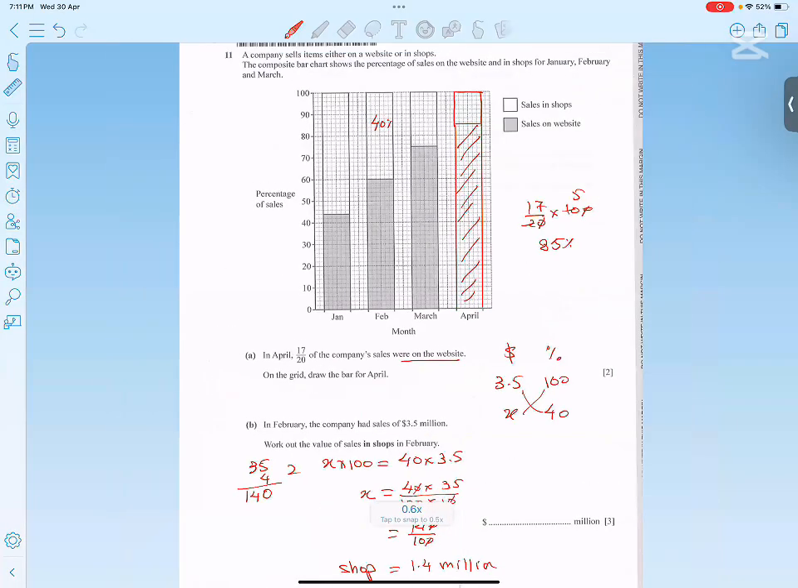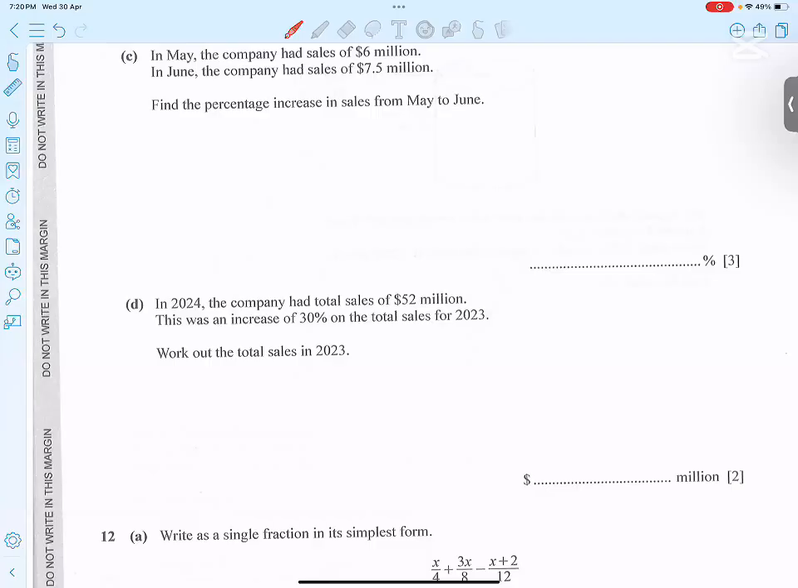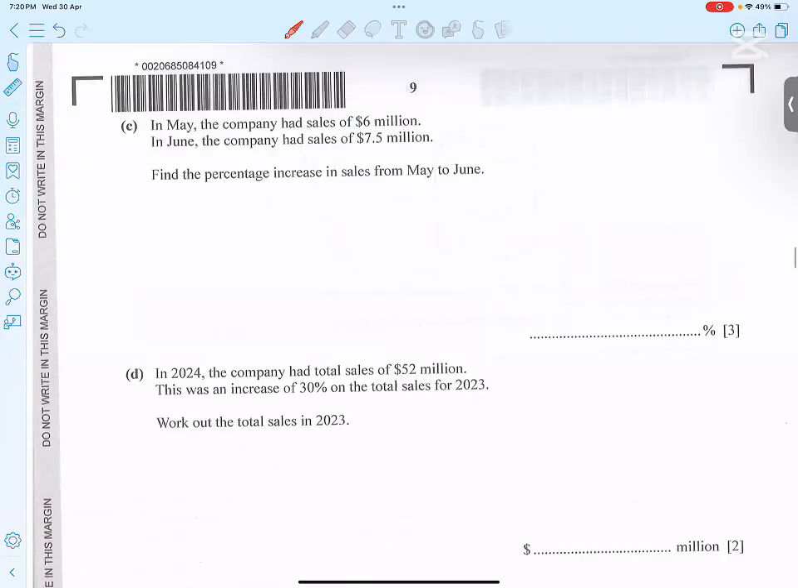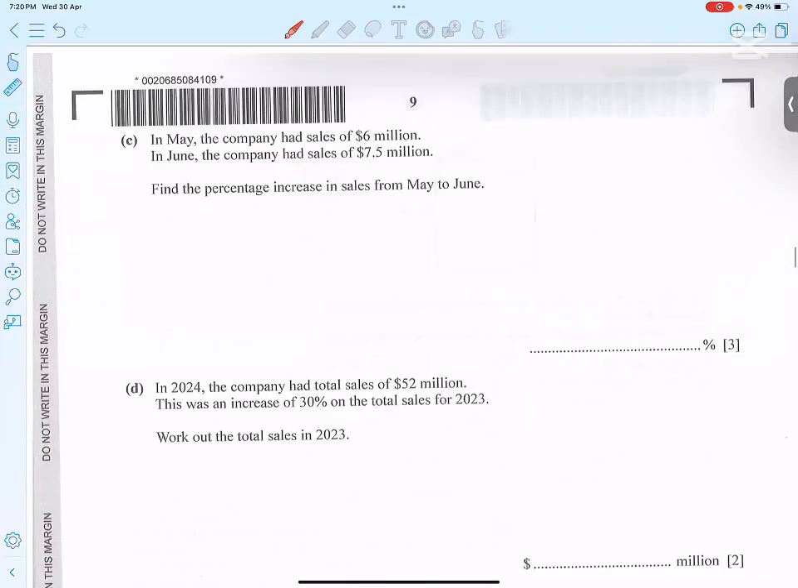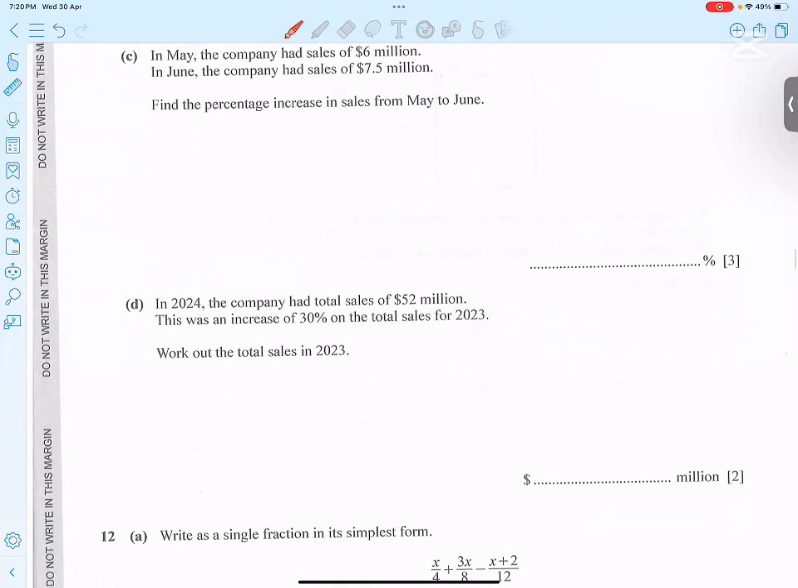This page is also finished. So, students, on the next page, I'm starting this part C. He mentioned that in May the company had sales of 6 million. Okay, 6 million in the month of May. In the month of June, 7.5 million.